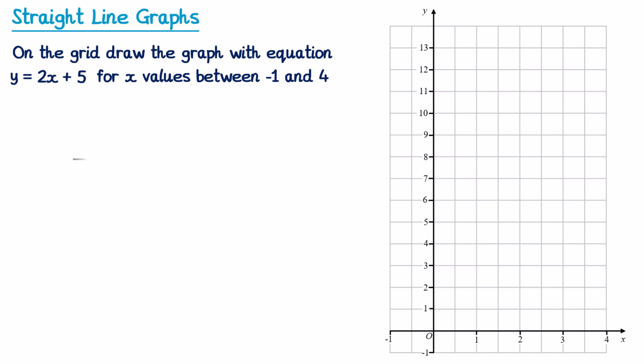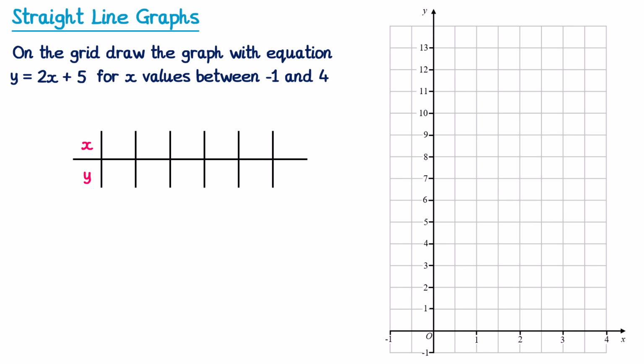So again, we'll need a table of values, so we draw that out and put x and y, and we get the x values from the question, they go between -1 and 4. So we've got -1, 0, 1, 2, 3, and 4. Now we need to work out the corresponding y values, and we'll do this using the equation here. So y is equal to 2x plus 5. Once again, let's start with x equals 0. That's an easy one to do.